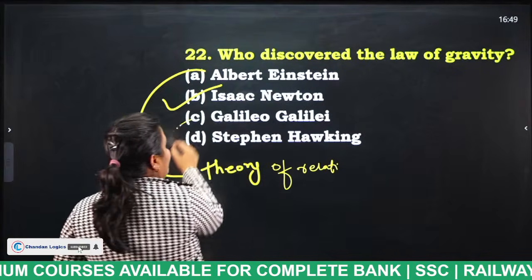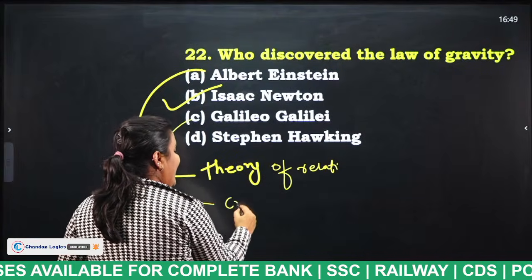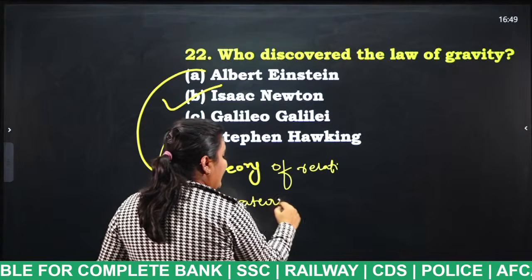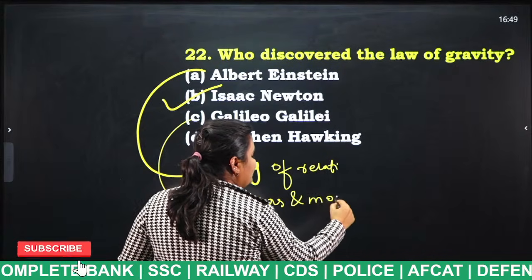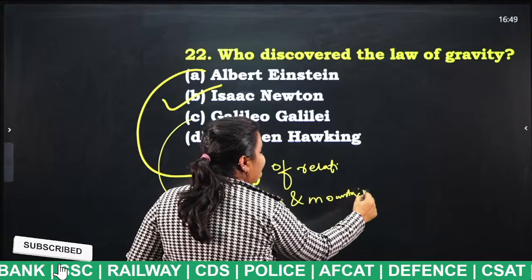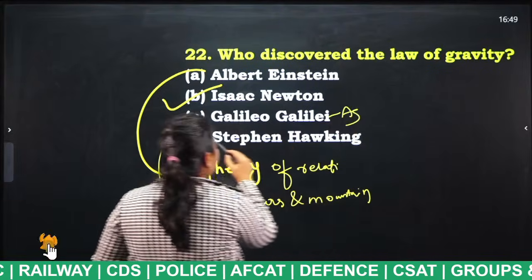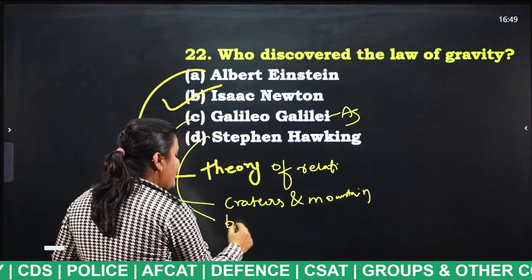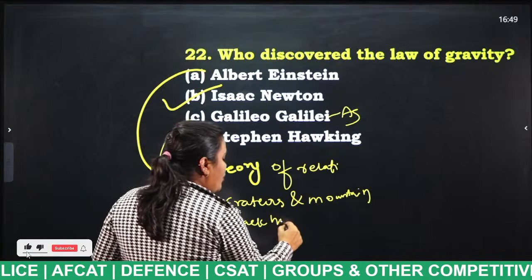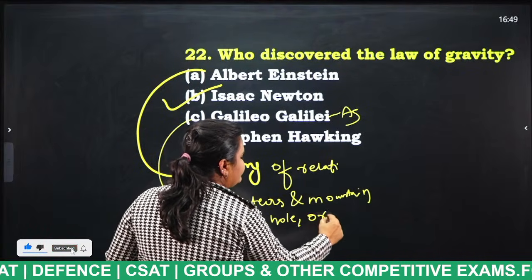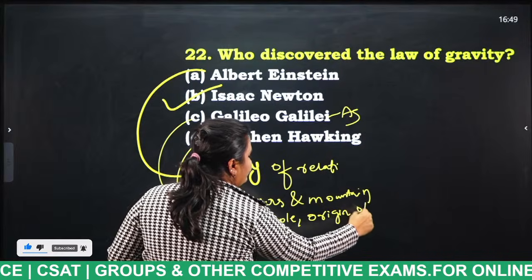And Galileo Galilei discovered craters and mountains on the moon. He is a famous astronomer. Stephen Hawking discovered the black hole and the origin of the universe. Okay?